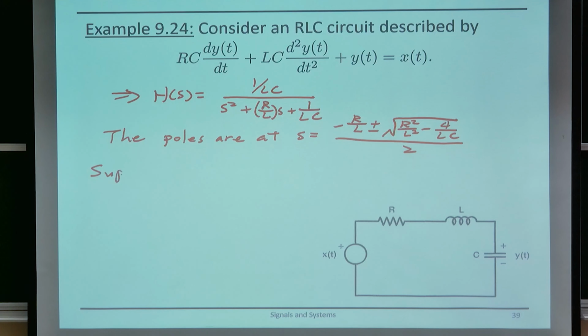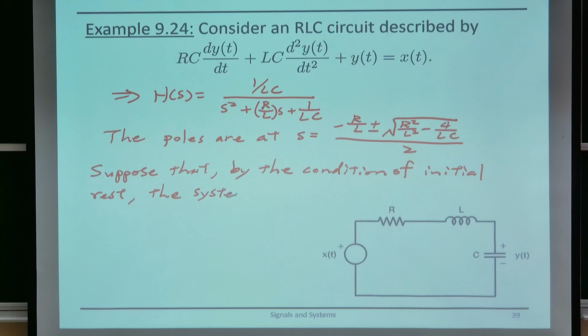So suppose that by the condition of initial rest, the system is causal. And the question is, is the system stable?